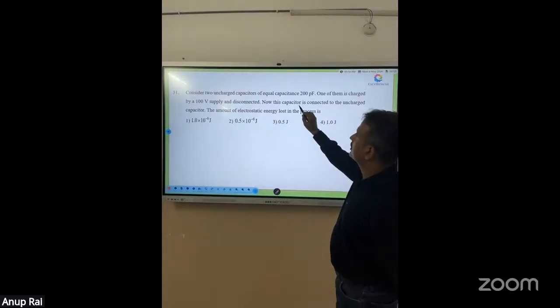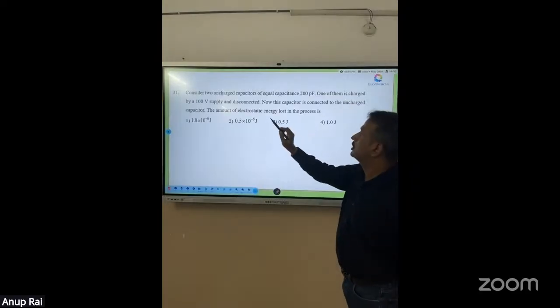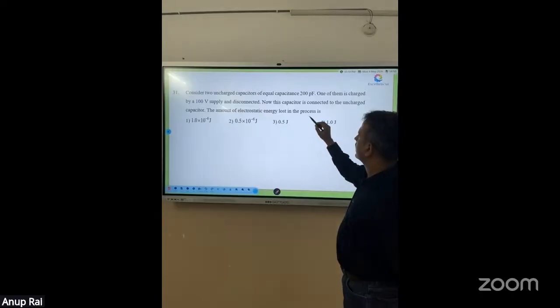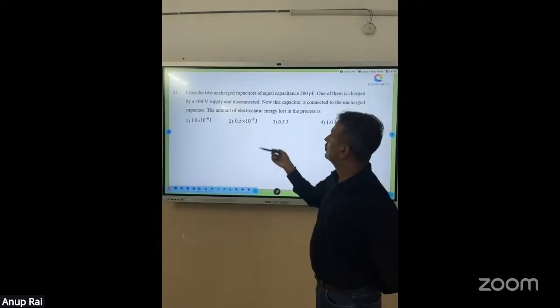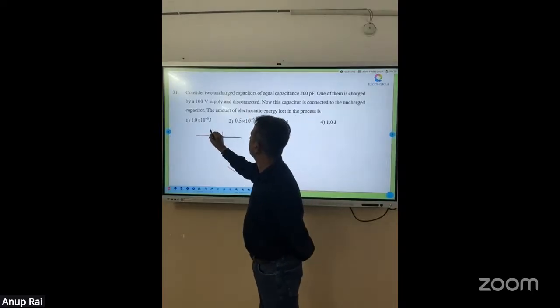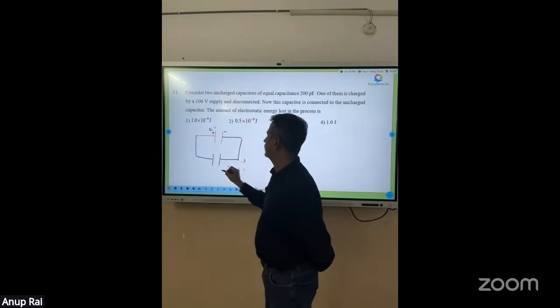Consider two uncharged capacitors of equal capacitance, 200 picofarad. One of them is charged by 100 volt and disconnected. Now the capacitor is connected to the uncharged capacitor. We need the amount of electrostatic energy lost. So once you charge it, the first one will gain the charge, C into V, let's say C1 into V. And then you are connecting this charged one to the uncharged one.